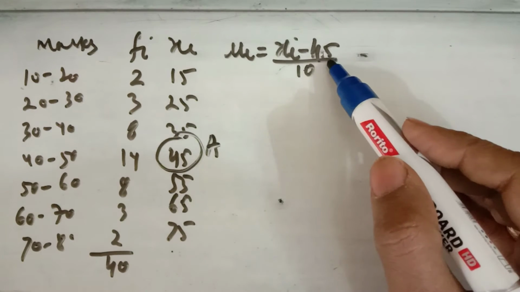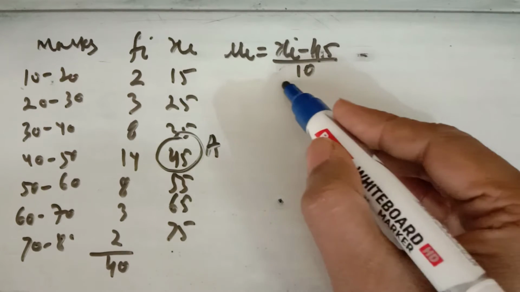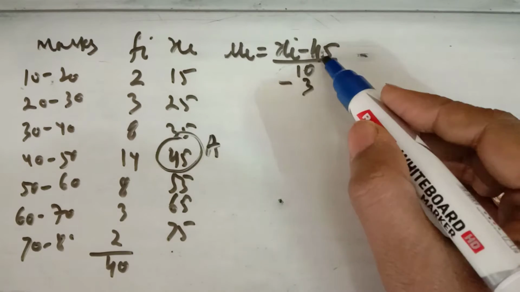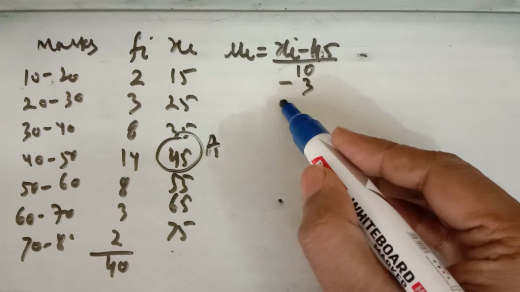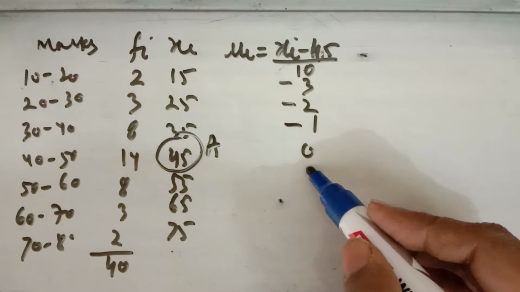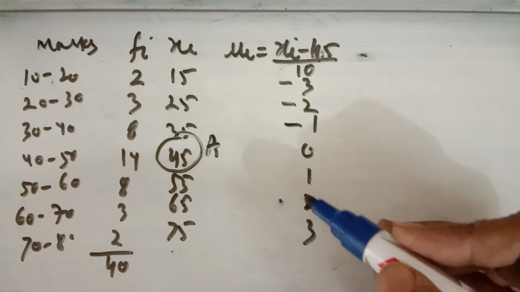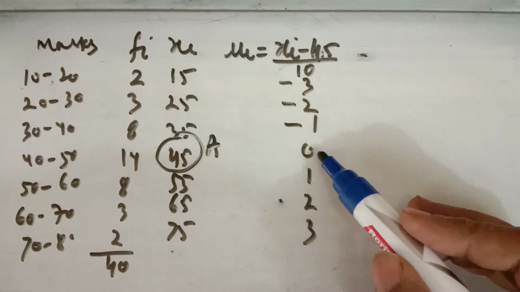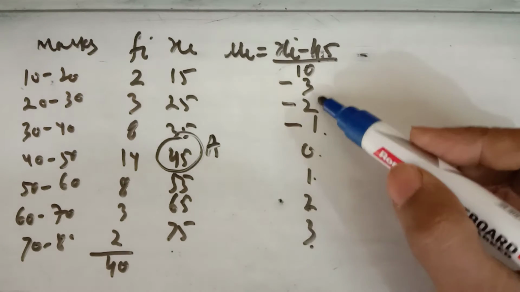15 minus 45 is minus 30, divided by 10, it is minus 3. 25 minus 45 is minus 20 divided by 10, that is minus 2. Similarly minus 1, 0, 1, 2, 3. It always comes in this order. Against the assumed mean comes 0, then 1, 2, 3 and minus 1, minus 2, minus 3.